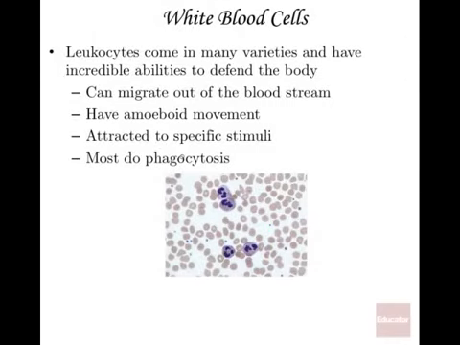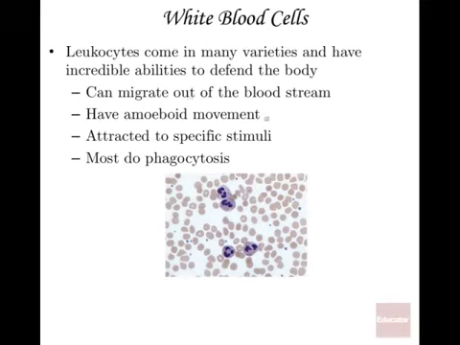White blood cells, also known as leukocytes. Leukocytes come in many varieties and have an incredible ability to defend the body. Here are the main abilities. They can migrate out of the bloodstream. Amazingly, a white blood cell can squeeze itself through the endothelial cells of a capillary into organs. That's amazing, their ability to migrate and hunt down these foreign bodies that could cause problems.